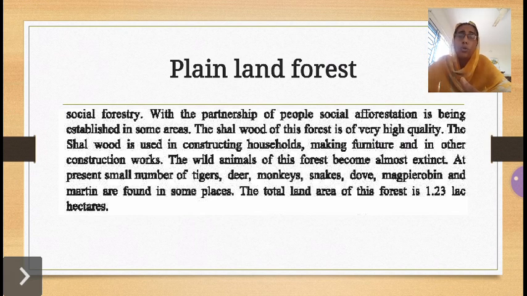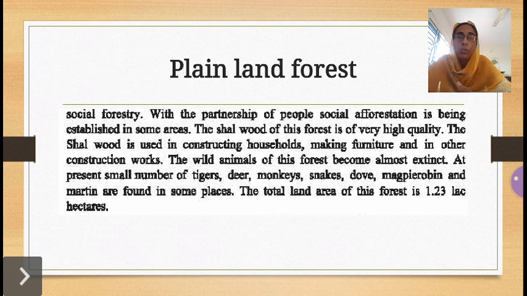The shal wood of this forest, I have told you previously, is of very high quality. The shal wood is used in constructing households, making furniture and in other construction works.